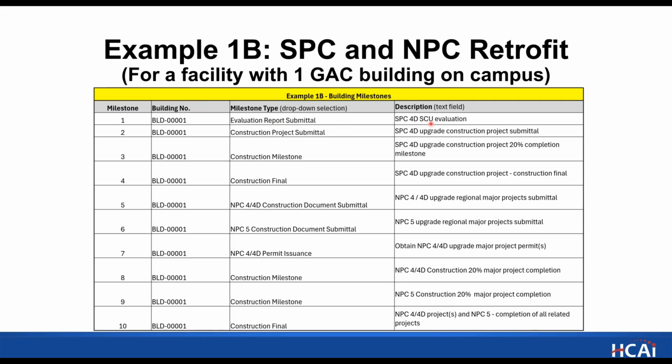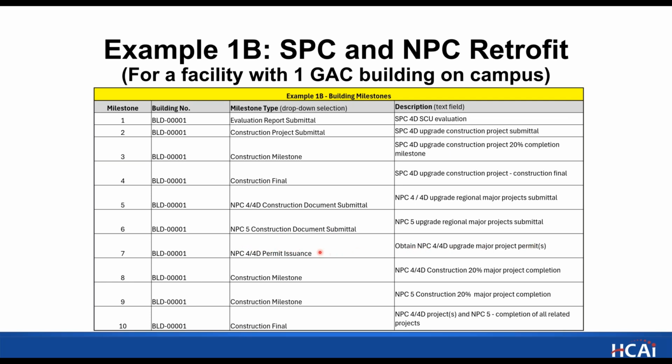Start with the evaluation for the SPC 4D. And then the construction documents, that is called the construction project submittal. That is to the region, your construction drawings. And then a construction milestone for the SPC 4D. Again, if you have room for an intermediate construction milestone, we like that 20%. And then construction final, so that's when the SPC 4D construction project would be complete. And then the NPC 4 construction documents and the NPC 5 construction documents. And following that, there's room for a permit issuance. We selected the NPC 4 or 4D permit issuance here.